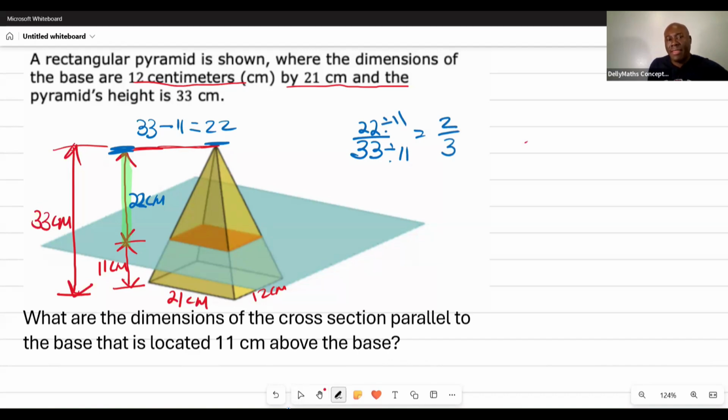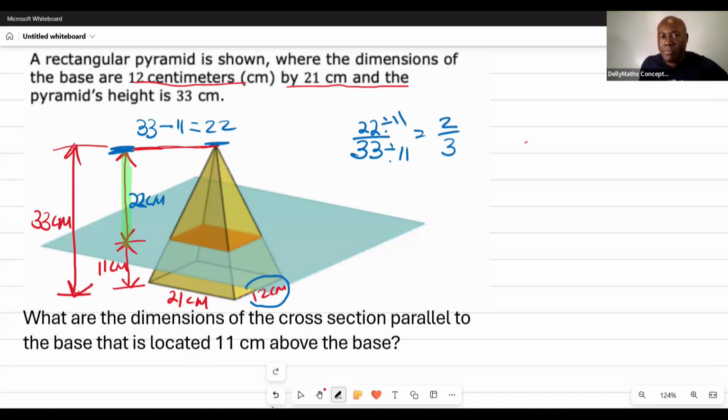What this is suggesting is that for this smaller pyramid here, every corresponding side to the bigger one is 2/3 of it. So it's not just their heights that are in proportion. Corresponding sides, what do I mean? If I find 2/3 of 21, it's going to give me this side that corresponds with the 21. Also, if I find 2/3 of 12, it's going to give me this side here that corresponds with it. And that would give me the dimensions that I need.